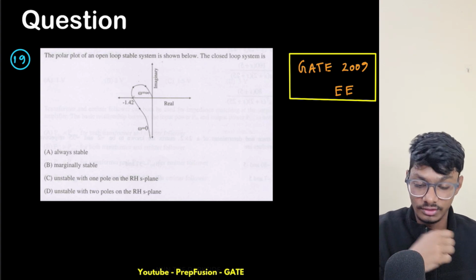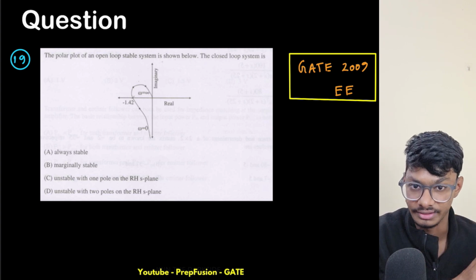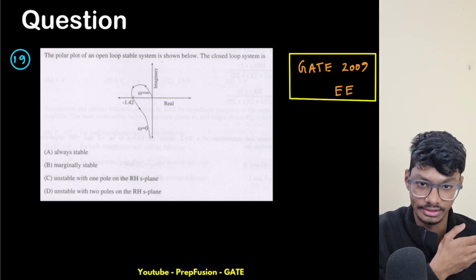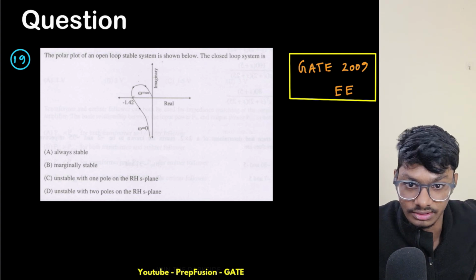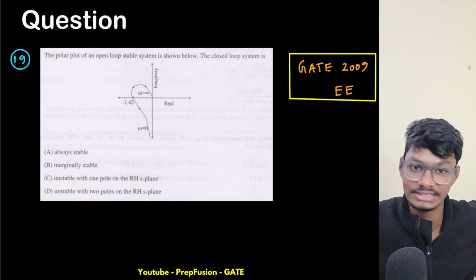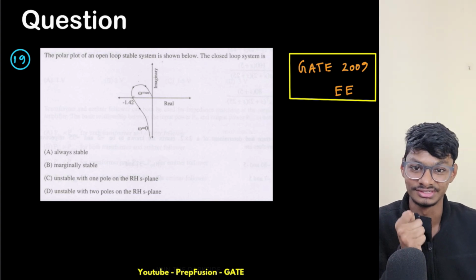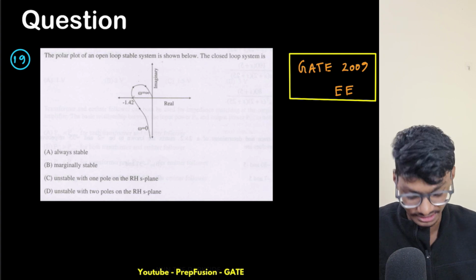Now if they have asked you to find the stability, and the OLTF is given, you don't draw the Nyquist plot. You just simply find the stability, I will tell you how. Otherwise Nyquist questions are very easy to solve, and you can solve them very quickly. Just that simple concept is there, N minus P. But N minus P of what? That is the most confusing part, so you have to understand that.